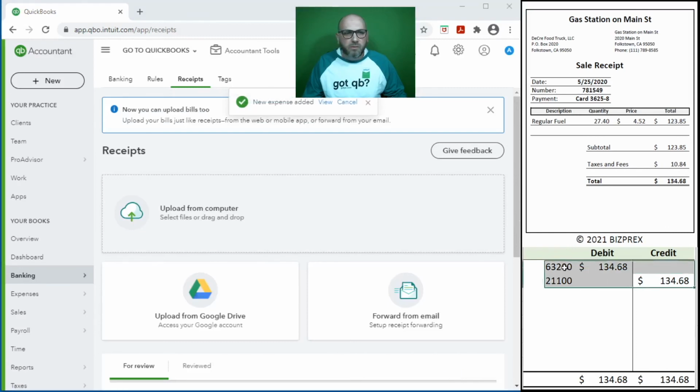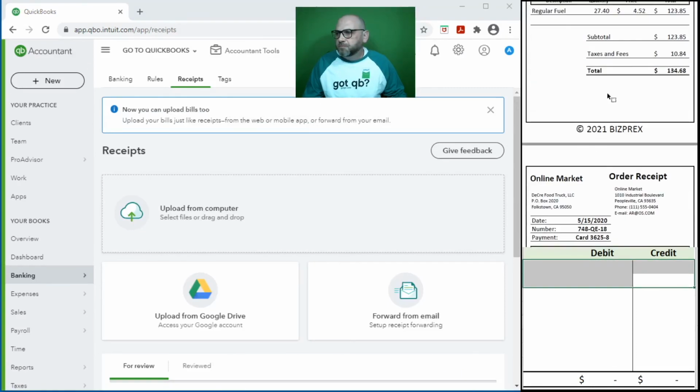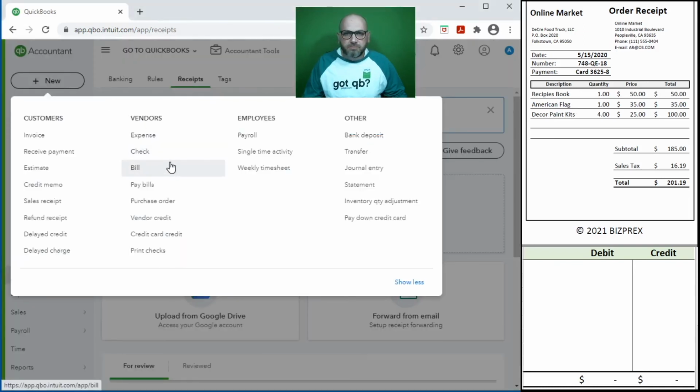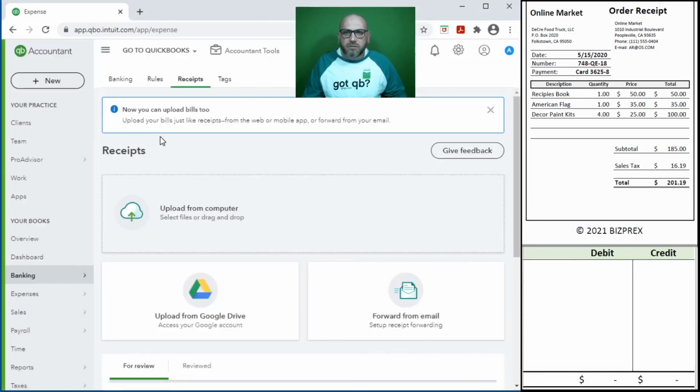Okay, good to go. Here one more, online market. What we did, recipe books, American flag, decor. Well, here we have a combination, right? We have expenses on what I would call training materials, recipe books, right? And we have advertising and promotion. So we can't use this interface, all right? So we basically would have to go through expense interface.